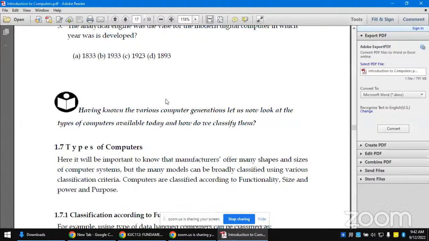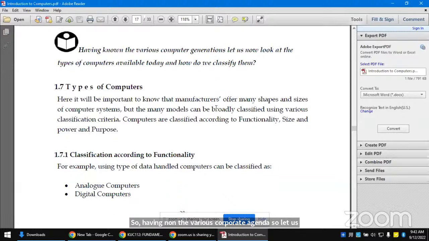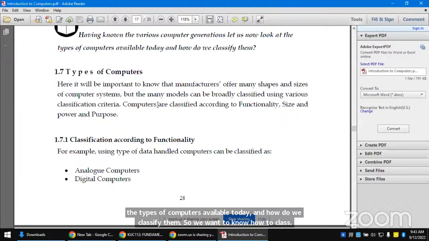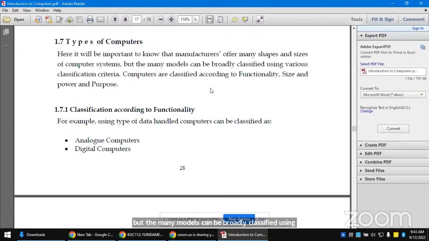So having known the various computer generations, let us now look at the types of computers available today and how we classify them. One of the objectives, as we began this topic, was to look at the types of computers and how they are classified. Manufacturers offer many shapes and sizes of computer systems, but the many models can be broadly classified using various classification criteria. Computers are classified according to functionality, size, power and purpose.